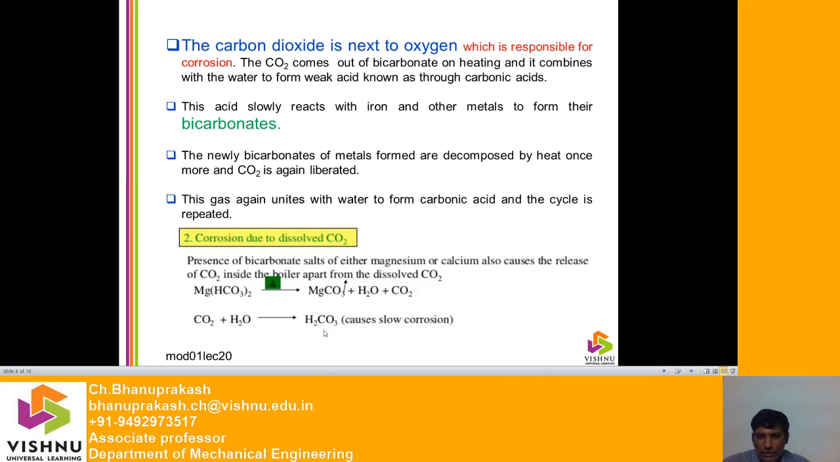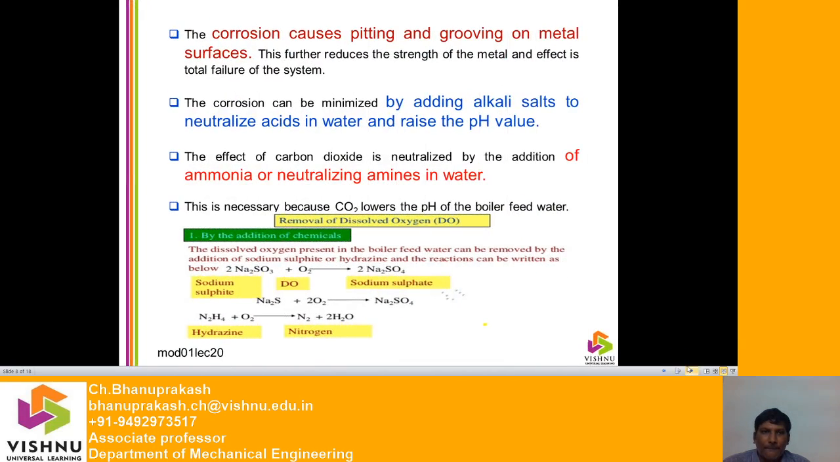So see the H2CO3, it causes slow corrosion. It is nothing but slow poison like this. See, the corrosion causes what? Maybe pitting and grooving on metal surfaces. You can understand what is pitting, what is grooving. Grooves will be formed due to this corrosion.